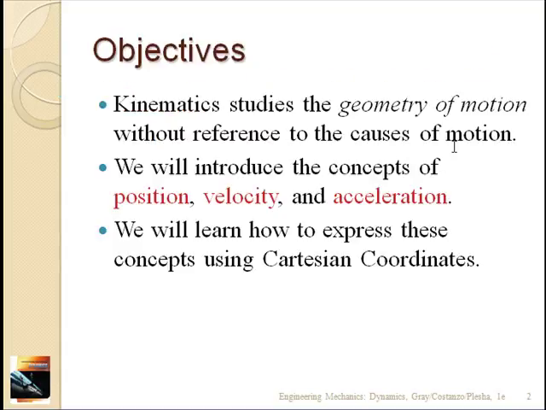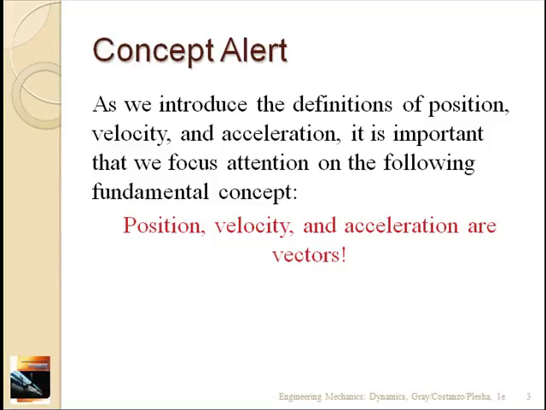So kinematics studies the geometry of motion. Really what we want to be able to do is determine the position, velocity, and acceleration of any particle. And one thing to keep in mind is that these are all vectors, so they all have a magnitude and a direction. We'll talk about speed later, and speed is the magnitude of the velocity. So speed doesn't have a direction, but velocity does.